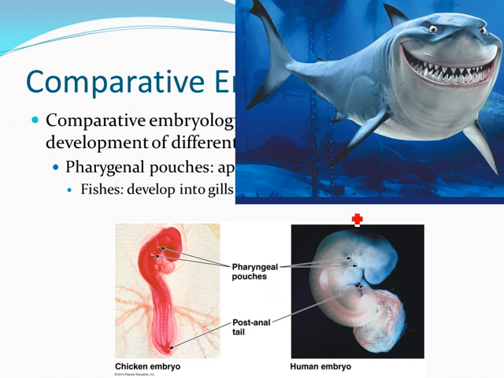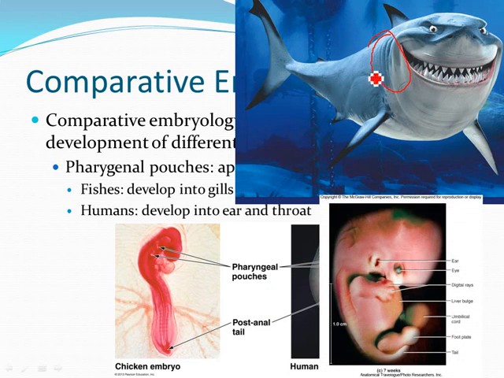In fishes, these pharyngeal pouches will end up forming gills. I was trying to find ones for the other fishes in Finding Nemo. They don't have gills for some reason, so it was kind of interesting. For humans, on the other hand, those pharyngeal pouches will form the ear and also the throat that we talked about, just the pharynx itself.